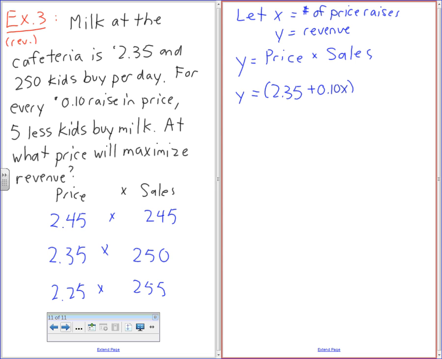Yeah, 250 we're starting at. What are we doing each time? Why 250? Okay. Oh, 250. Go ahead. Minus 5x. Why is it minus 5x? Lose 5 kids each time, right? Every time you lose 5.